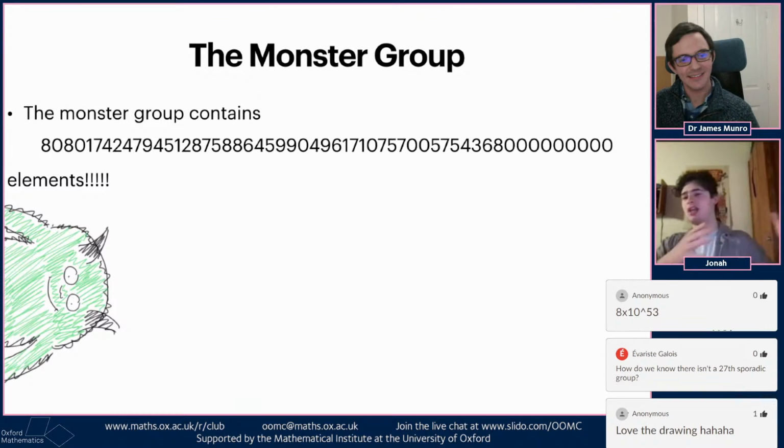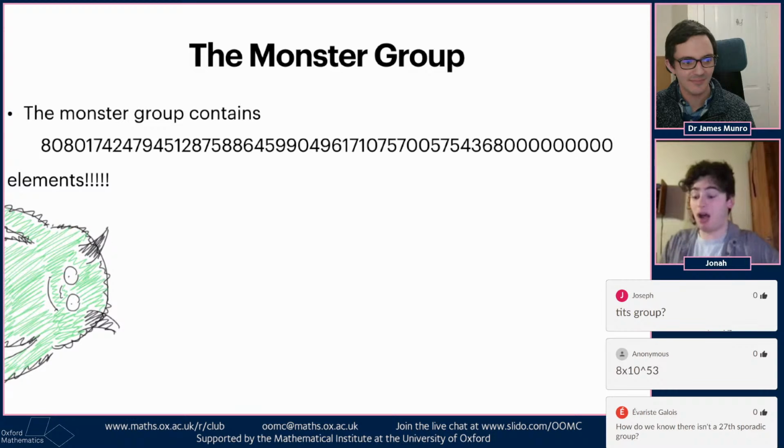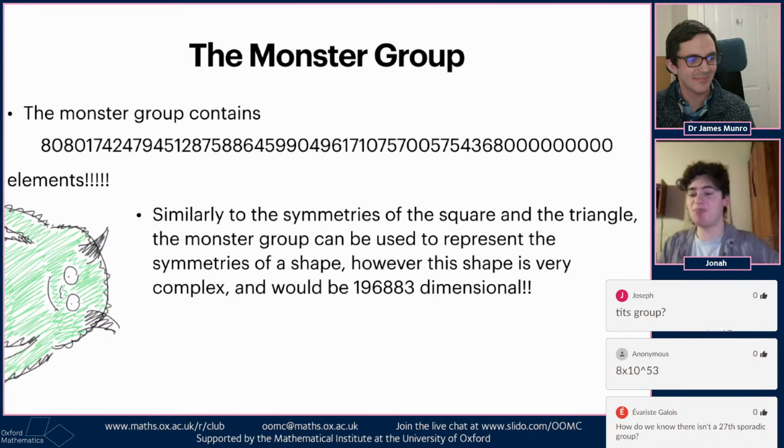Like we said, we had our symmetry group of a triangle to describe the symmetries of a triangle. That group can be called other things, like the permutations of three objects, but it does also represent the symmetries of a triangle. Similarly, we've got the symmetries of a square. And I really wanted to draw you a lovely picture of what the monster group represents, because it does represent the symmetries of a shape. But I had slight difficulty because that shape is 196,883 dimensional.